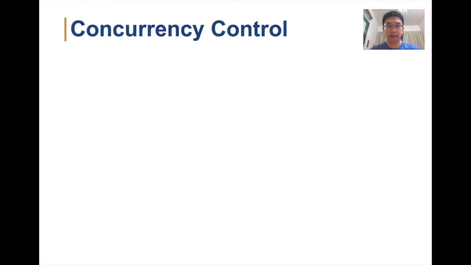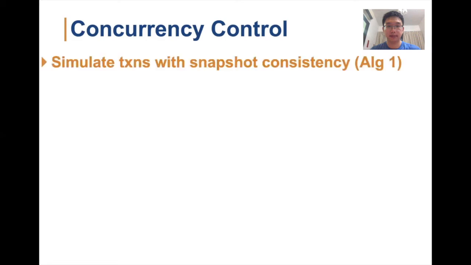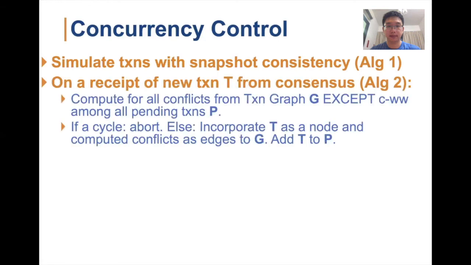We first simulate the transaction execution against a particular block. During the ordering phase, when a new transaction T arrives from the consensus, we compute all conflicted transactions with respect to the transaction graph G, except for the C write-write conflict among all pending transactions P. If there exists such a cycle, we directly abort it due to its unreorderability as guaranteed by our above theorem. Otherwise, we incorporate the new transaction T as well as the computed conflicts into the transaction graph G.